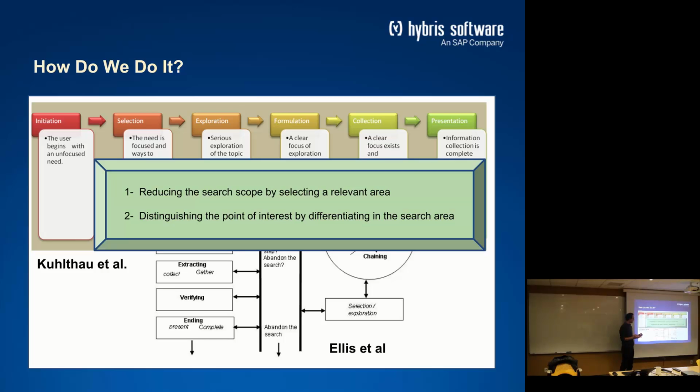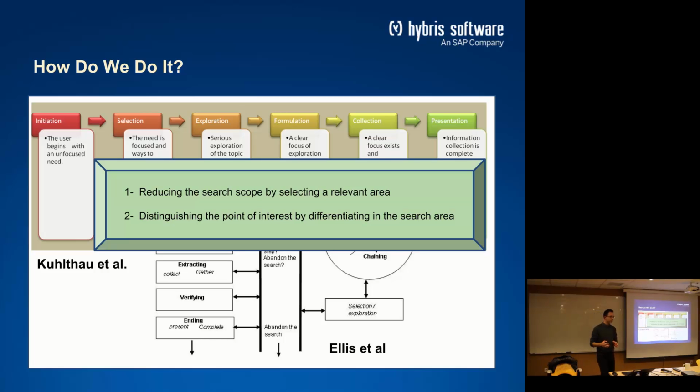One is that we always try to reduce the search scope by selecting a relevant area. And the other thing is that we're trying to distinguish the point of interest. To help with the whole idea, we can think that we're telling somebody on the phone to do something. So if I'm telling Amir to go, what is the name of this room? Marie Curie.